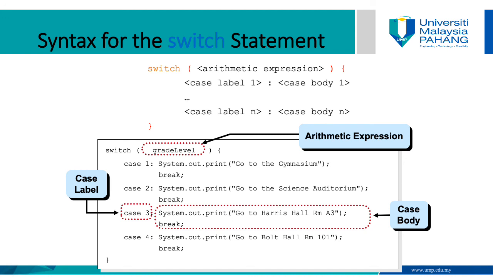And then the case body here is the System.out.println. The code that you include in this case, which is System.out.println, go to Harris Hall, blah blah blah, and then semicolon, and then break, semicolon. Okay, that is how you write a switch statement.